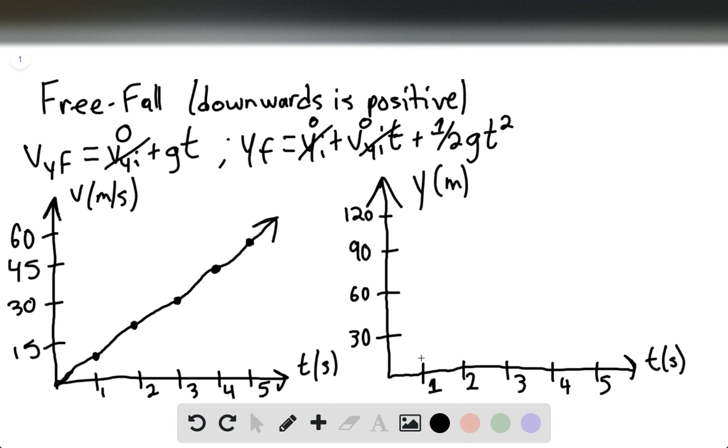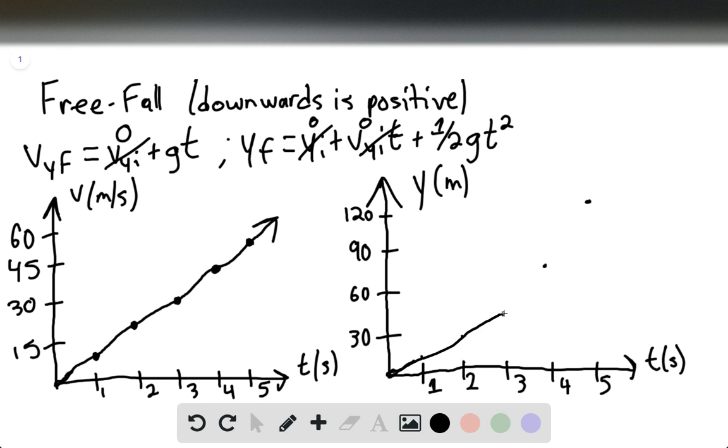So at 1, it's going to be based on this. So at 1, we have like 4.9. At 2, we have 19.6. And then at 3, we have around between 30 and 40. At 4, we have around 75 approximately. They're very rough estimates. And then at 5, we have a bit above 120, so 124 or something. And what's more important is the shape of the graph.